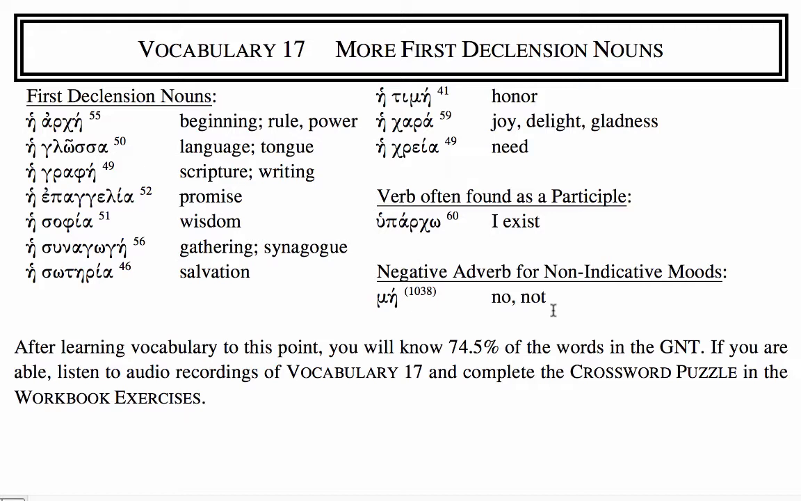Chreia, need. And then we have a verb that's often found as a participle. Huparcho, I exist. And then the negative adverb for non-indicative moods, me. We've already learned this form in dealing with questions. Me will expect a negative answer, but it's used for non-indicative moods. So we're going to start to learn here the non-indicative moods. I'm going to start with the participle.